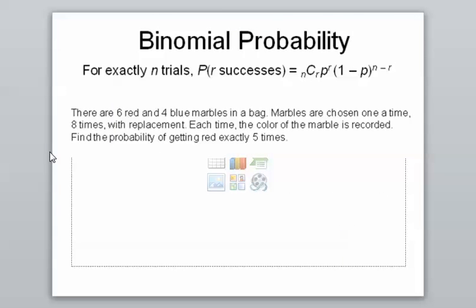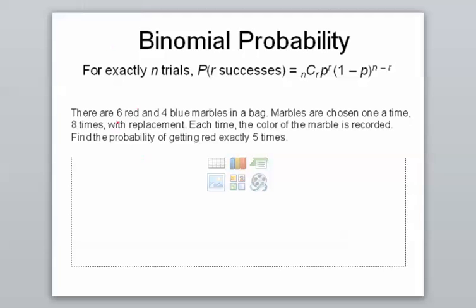Okay? So for exactly n trials, the probability of success is going to be the combination of n taken r at a time, times the probability of success to the r, times 1 minus the probability to the n minus r. This looks like a complicated formula. Let's see if we can't work through this one pretty easily with some marbles down here.